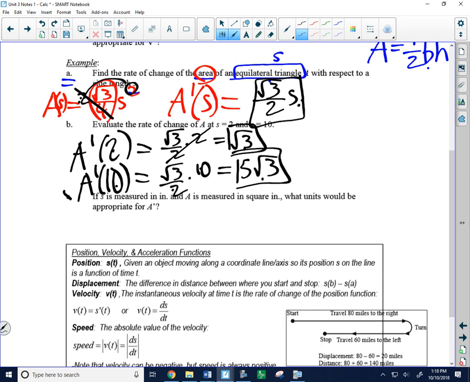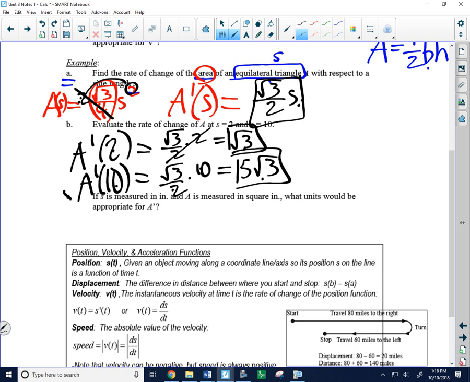Alright, so again, start with the formula. Make sure it's in terms of one variable. You might just have it, or you might have to do a little work. Do the derivative and then plug in the value. You get the rate of change of it. Sounds good. I want to talk about position, velocity, acceleration next.